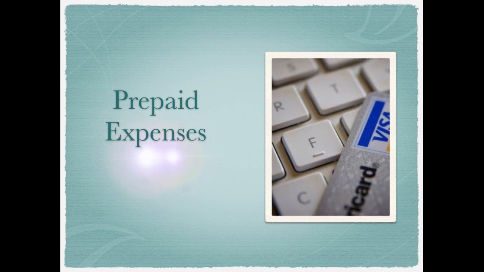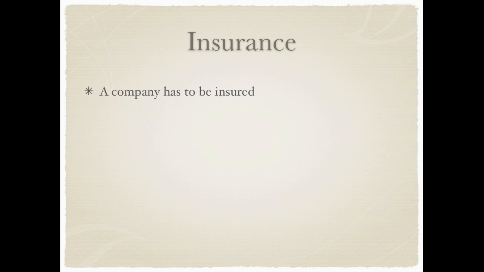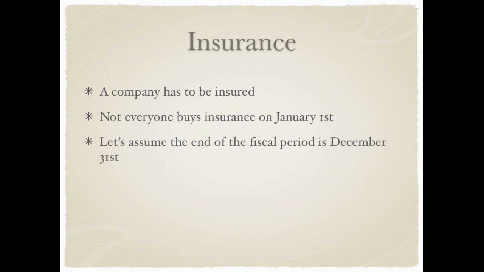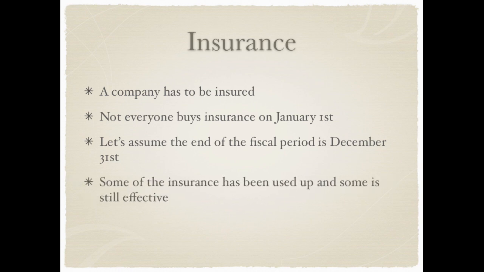A prepaid expense is really an asset because you already paid for it in advance. So let's take insurance, for example. A company has to be insured. It's just like a life or a car or a house. You pay insurance so you'll be protected and reimbursed for your expenses in case anything happens, like, for example, a robbery. Not everyone's going to buy insurance on January 1st. At the end of the fiscal period, let's say December 31st, some of the insurance is used up and some is still effective. To keep our books accurate, the balance in the prepaid insurance account must reflect this. To do this, we have to calculate how much we used up and charge that to the insurance expense account.